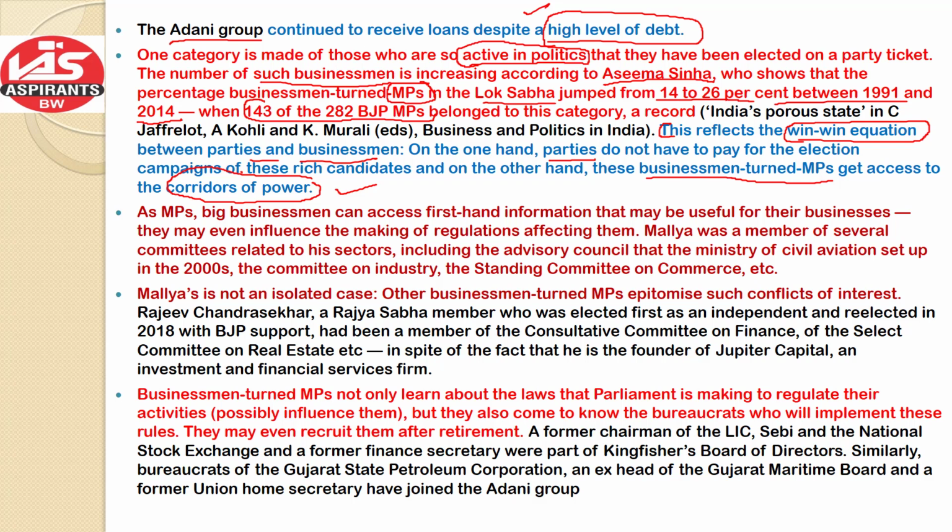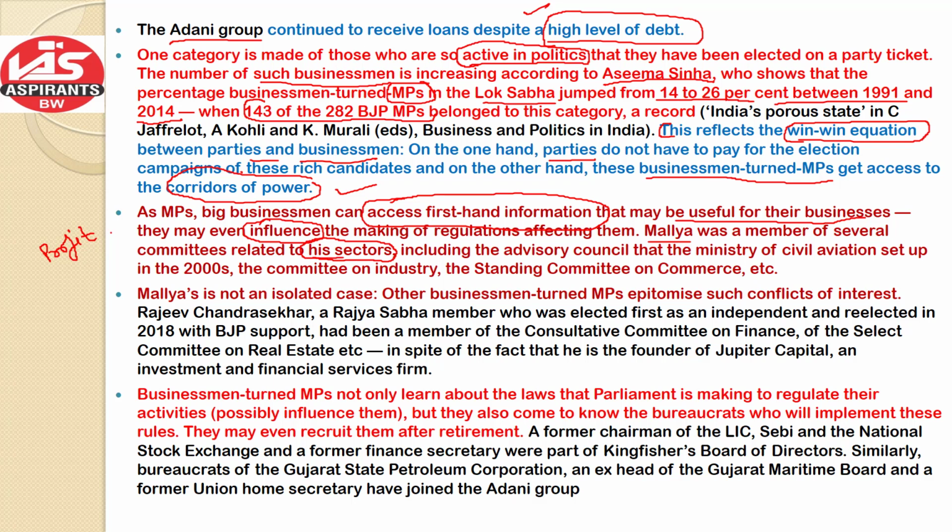So if these businessmen turned MPs have access to the corridors of power, then they can access first-hand information about what policies the government is making and what policies will be useful for their businesses, and they will make every effort to influence such policies so that the profit comes to them. And for this statement, the author has cited an example that Malia was a member of several committees related to his sectors only.